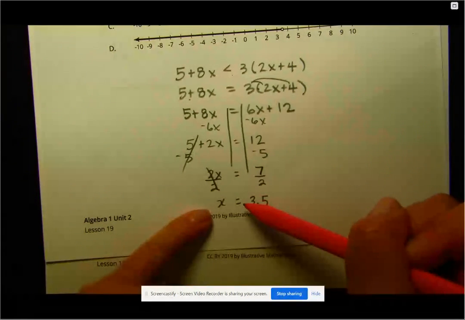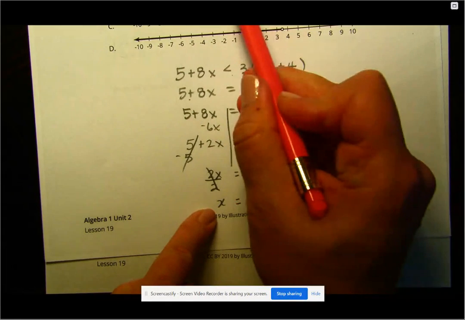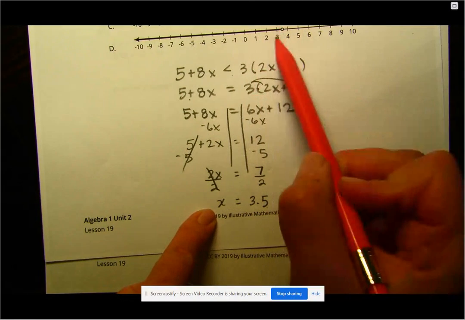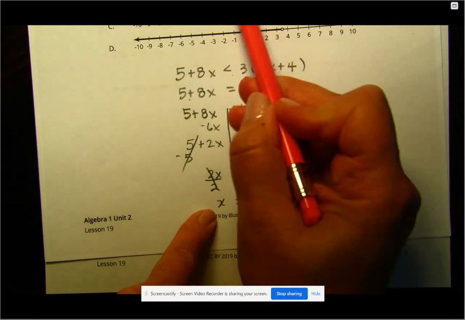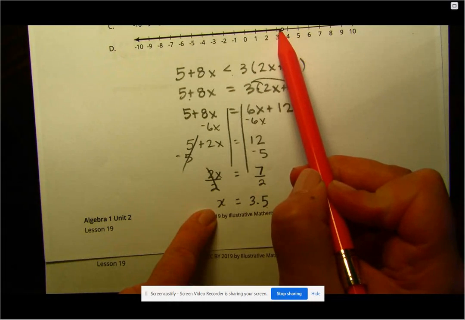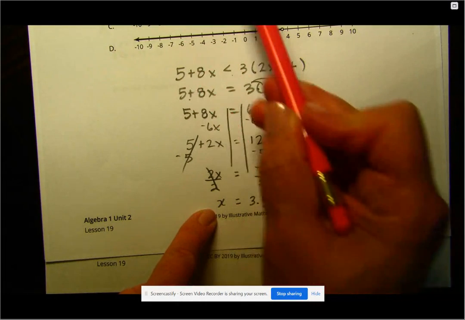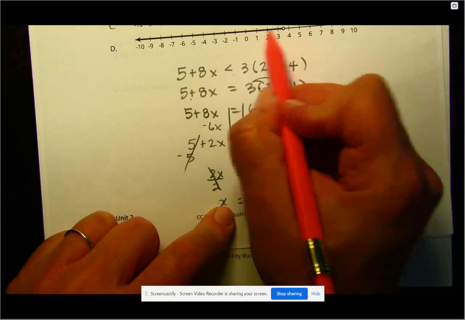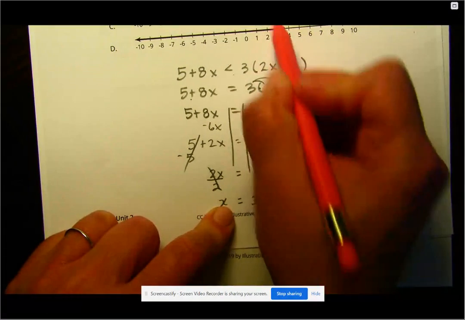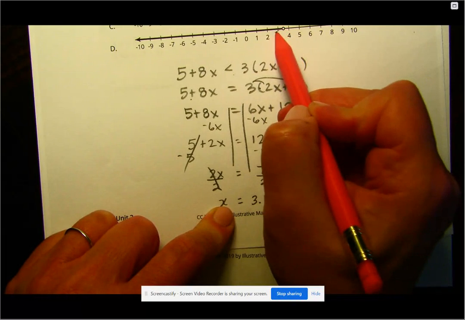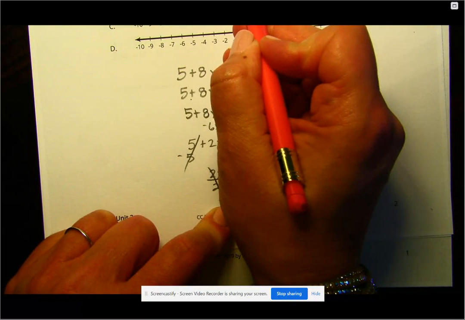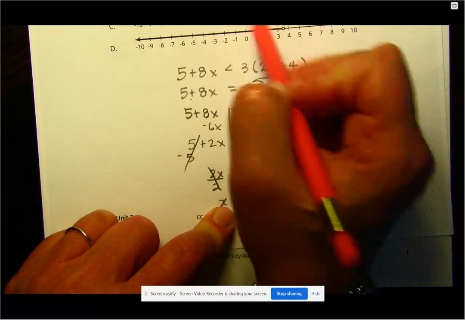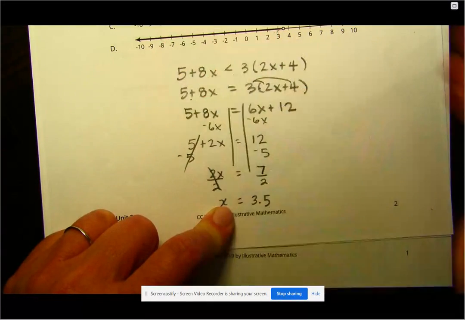So what values could we plug in for x that would make the left side smaller than the right side? Well, since we want this side to be smaller, it seems that the numbers that are smaller would make a smaller answer over here. So we could always test one, like we could just test 3, because that's to the left of 3.5. If 3 makes a smaller number when you plug it in over here, then these are the solutions.